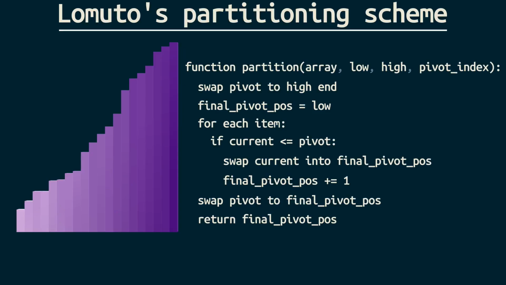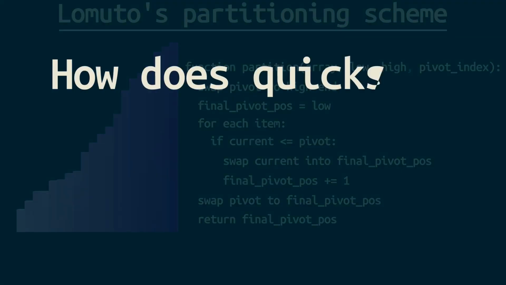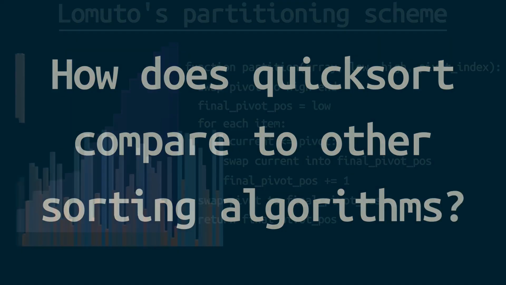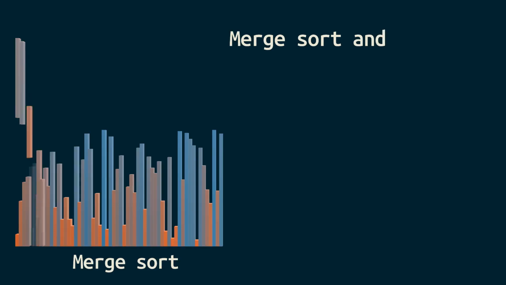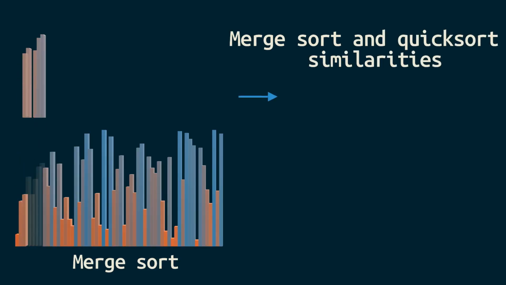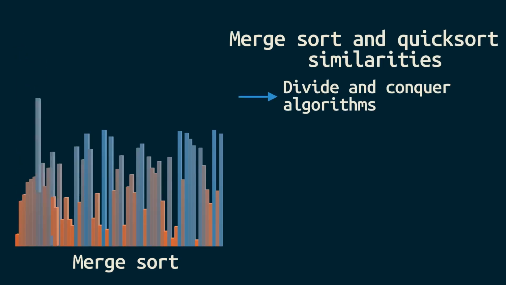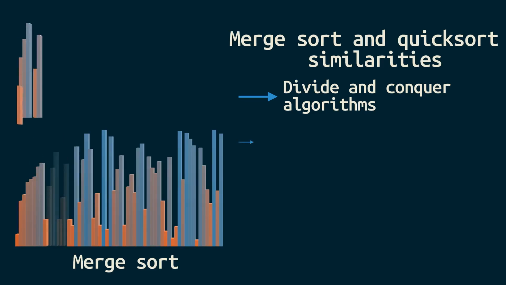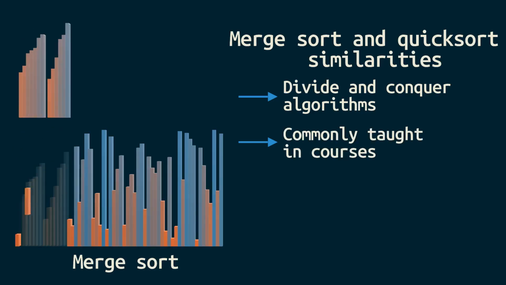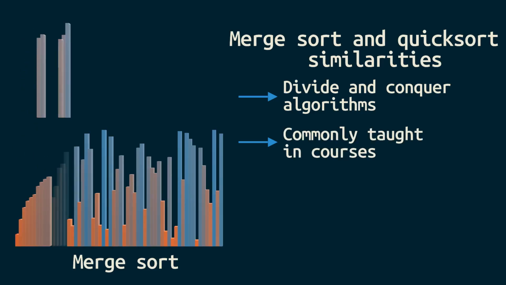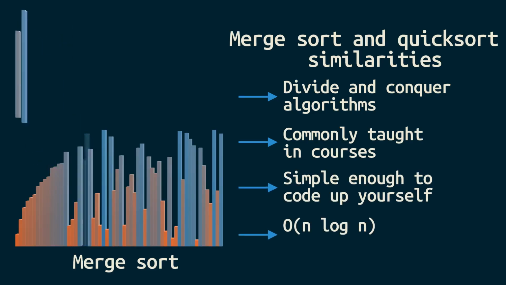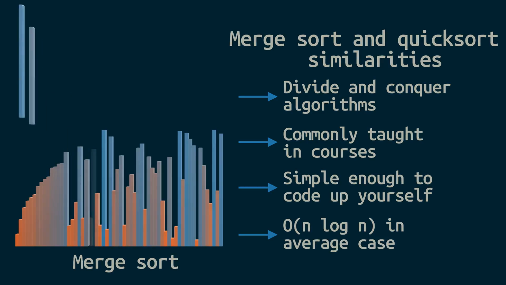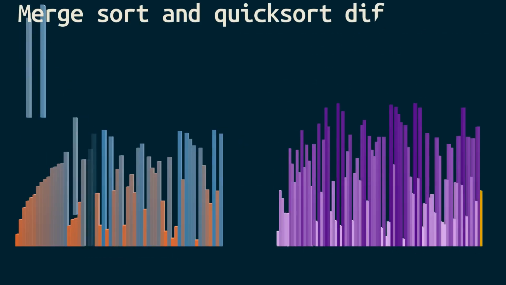Nice, right? Now, how does quicksort compare to other sorting algorithms? This is mergesort. It makes sense to compare this to quicksort because mergesort and quicksort have several similarities. Both are divide and conquer algorithms. That is, they both break a problem into smaller subproblems and then solve each subproblem. They're both commonly taught in data structures and algorithms courses as clear examples of divide and conquer algorithms. Both are simple enough to code up for yourself, and both have O of n log n runtime in the average case.